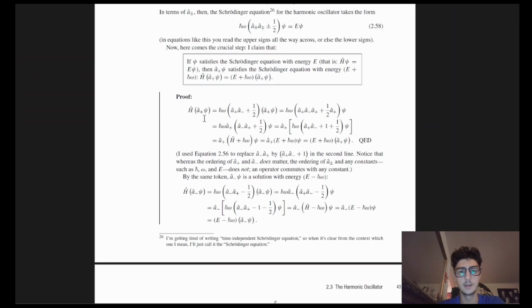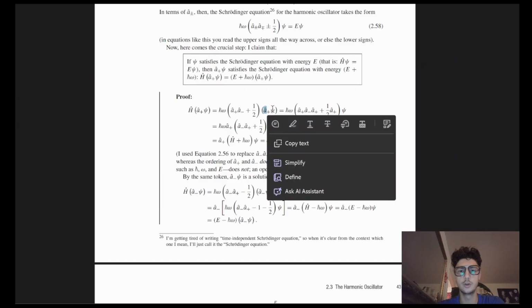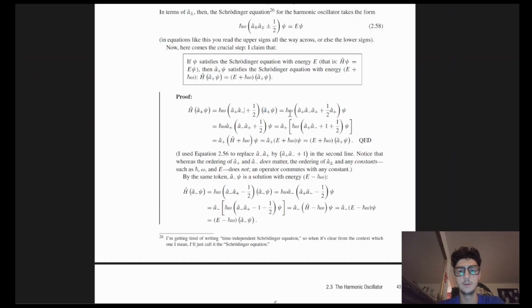H is acting on A plus, then A plus is acting on psi, is equal to this. So we replace this with what we have introduced before, and then we still have this left. We distribute everything here. Keep in mind the order of the distribution matters here, because if you switch A plus and A minus here, it's going to be different. So here you see A plus, A minus, A plus. This is because we have A plus, A minus, and it couples with this A plus. And here's the last A plus, which couples with this 1/2. Nice.